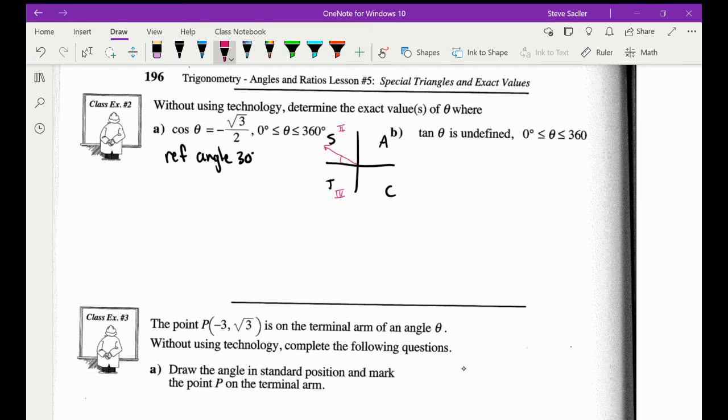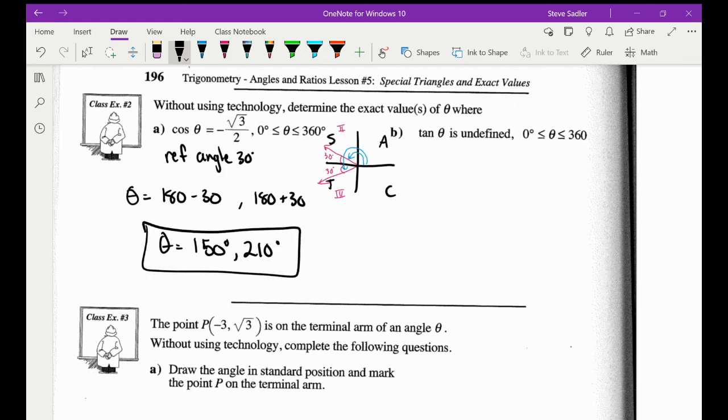So 30 and 30, which means that our rotation angles, so this is what we're looking for, are going to be this one and that one. So we are going to get theta is equal to 180 minus 30 and 180 plus 30. So we get theta is equal to 150 and 210. There we go.